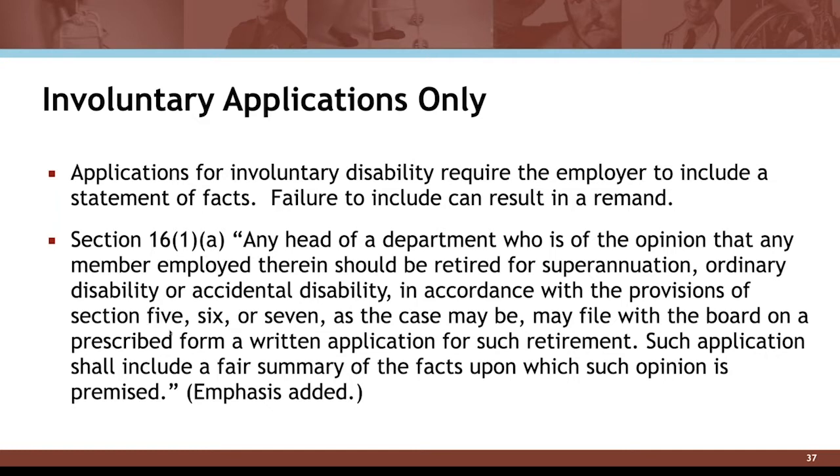And then I have emphasis added. There should be an emphasis on that last sentence. I apologize, that should be in bold. The statute requires that the employer make a fair summary of facts. The employer statement on the form is not sufficient. We need something in writing from the employer, summarizing the facts, why they think that the person is disabled.